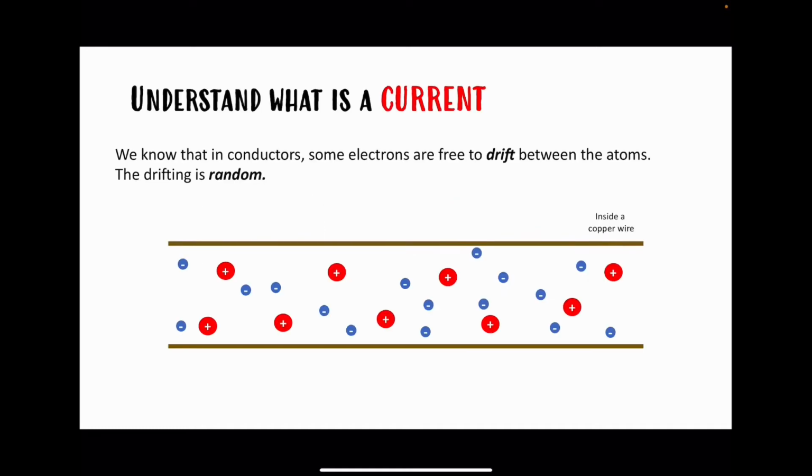Okay, so let's first understand what the current is. We all know that inside a copper wire, which is a conductor, we have atoms that have free electrons. And these free electrons are free to move inside the copper wire, but they don't have a specific pattern to move through. They just drift randomly inside the copper wire.